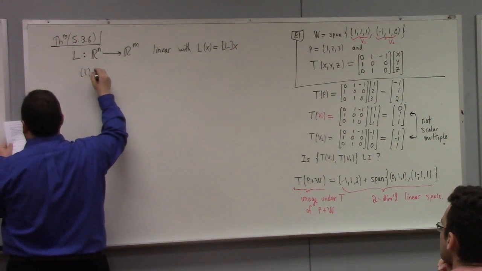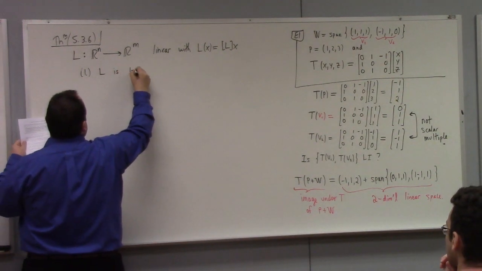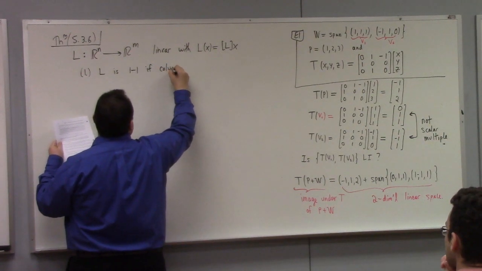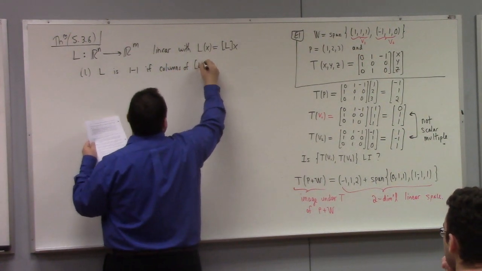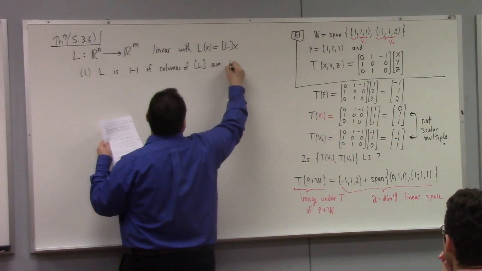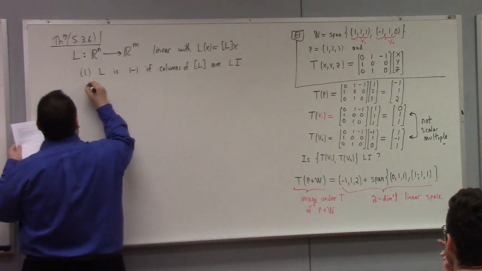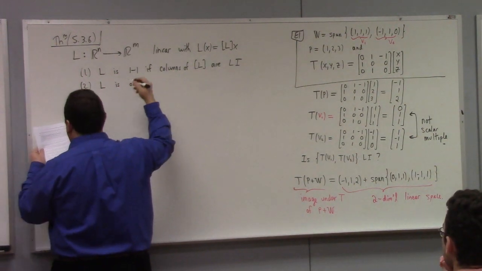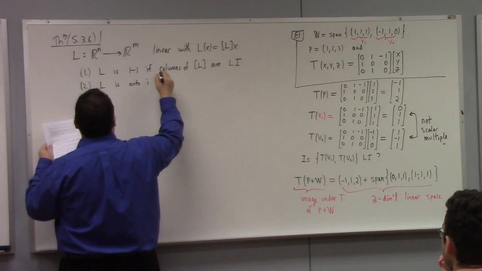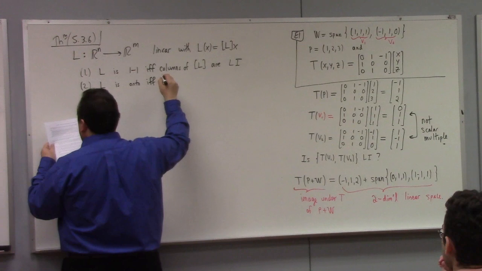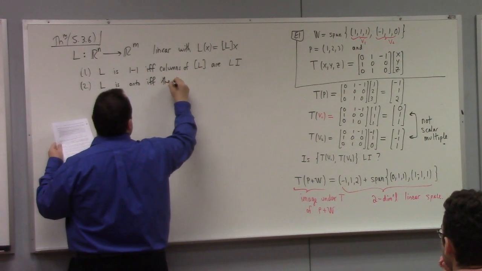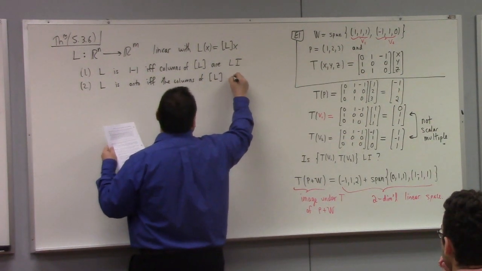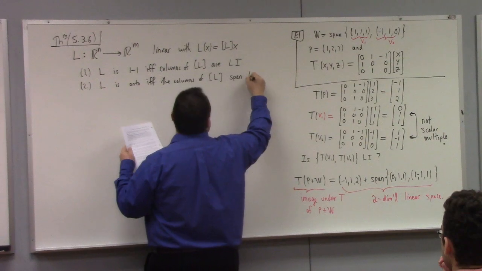Then number 1, L is 1-to-1 if and only if the columns of the standard matrix are linearly independent. And number 2, L is onto, or surjective, if and only if the columns of the standard matrix span Rm.